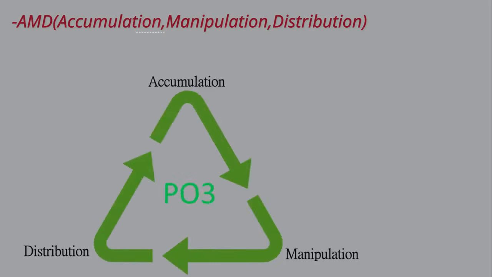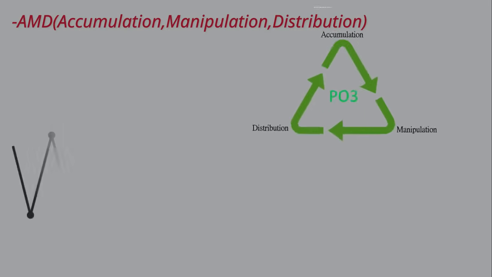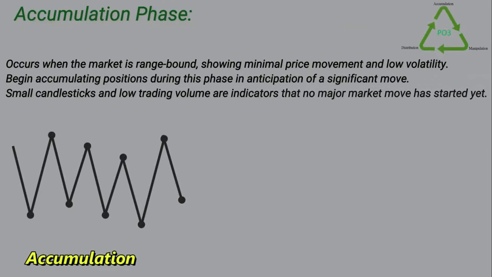In trading, the term AMD or power of 3 focuses on 3 phases of market behavior: accumulation, manipulation, and distribution. The accumulation phase occurs when the market is range-bound, typically with low volatility and minimal price movement. It is a period when institutional traders begin accumulating positions in anticipation of a significant move.